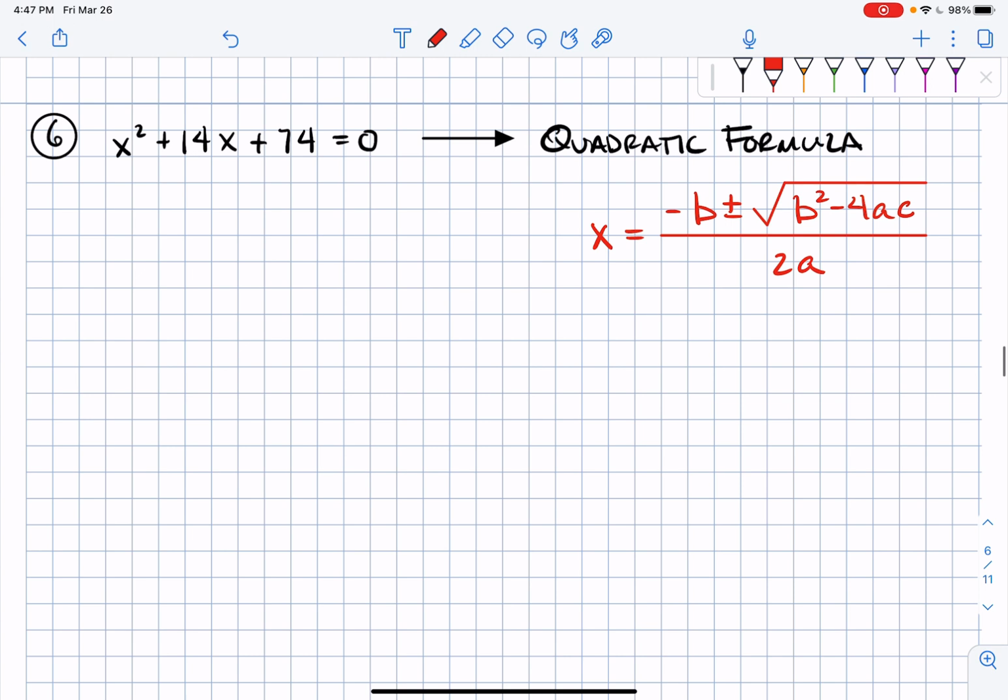Number 6, oh, it wants the quadratic formula. So hopefully you guys all got onto YouTube and typed in quadratic formula song and got a song in your head to remember the quadratic formula, because you actually need to remember that on the exam.